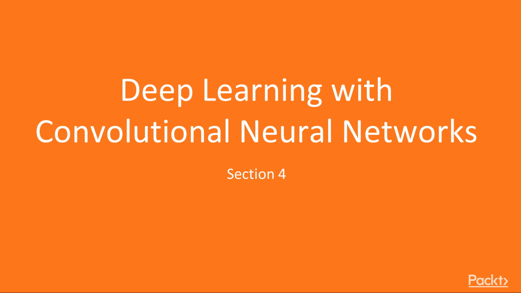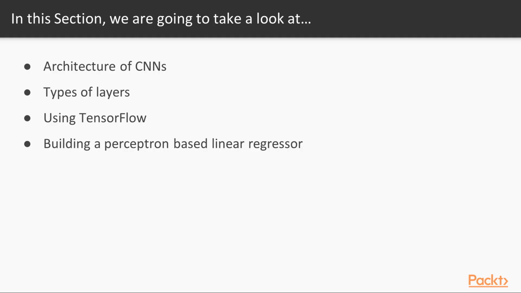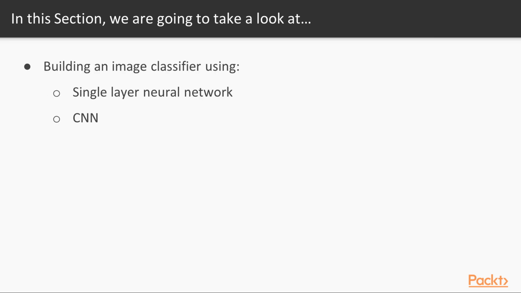Hello, we're back with a new section, Deep Learning with Convolutional Neural Networks. In this section, we will talk about the architecture of CNNs and the type of layers used inside. We're going to see how to use a package called TensorFlow. We will then build a perceptron-based linear regressor. We're going to learn how to build an image classifier using a single-layer neural network and CNN.